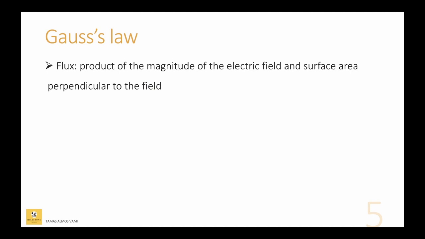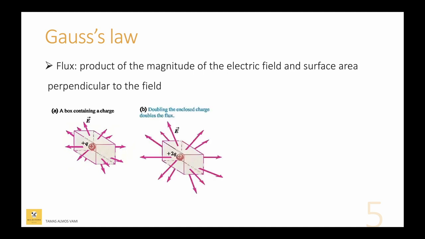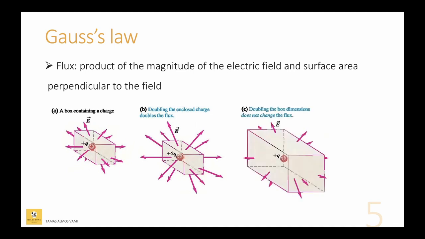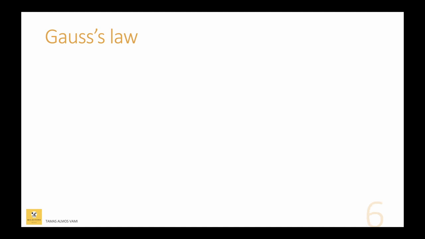The flux is the product of the magnitude of the electric field and the surface area which is perpendicular to this field. So when we had this box first, and then we put two charges in it, that's going to double the flux. And in case we change the box dimensions, that doesn't change the flux.